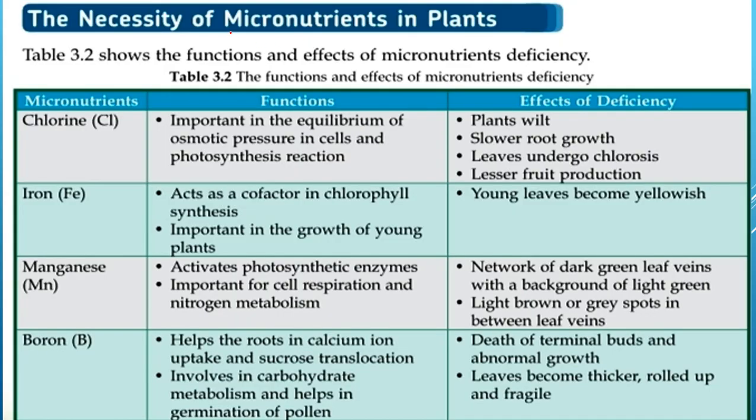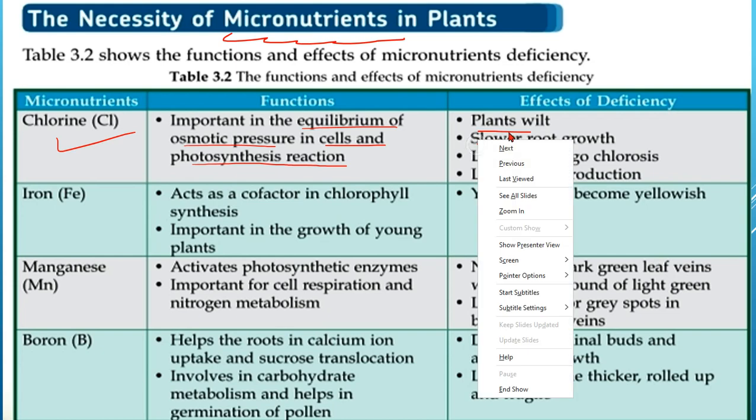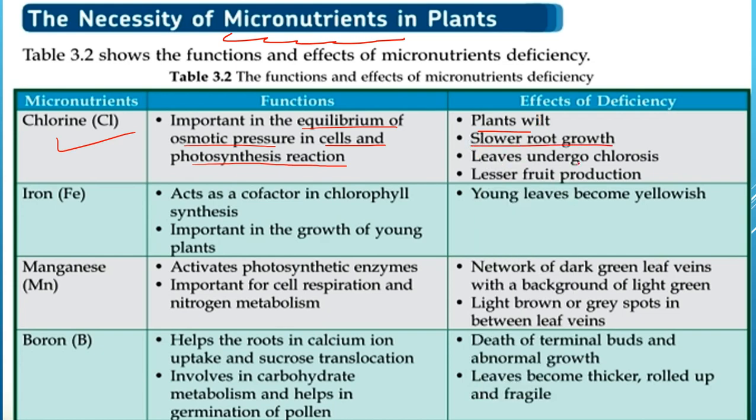Then we move on to micronutrients. Micronutrients are those needed in only small quantities in plants. Okay, so the first one we have is chlorine, important in the equilibrium of osmotic pressure in cells and in the photosynthesis reaction. Effect of deficiency: if there is a lack of chlorine, the plant will wilt. Wilt means layu. The root growth will be slower, the leaves will undergo chlorosis, and the production of fruit will become less.